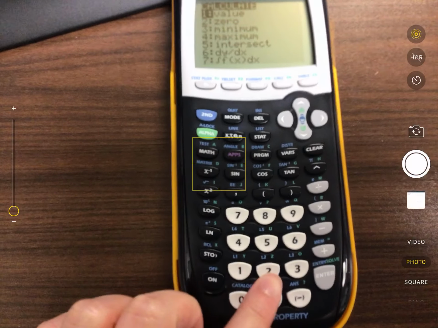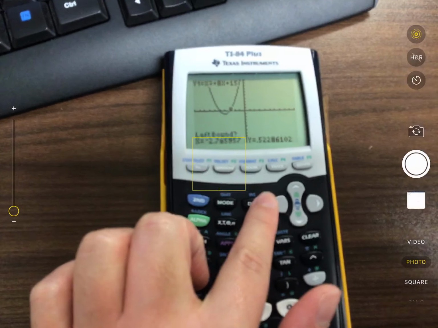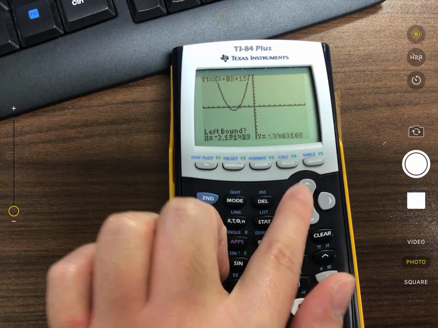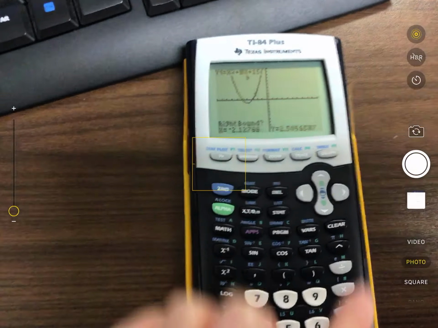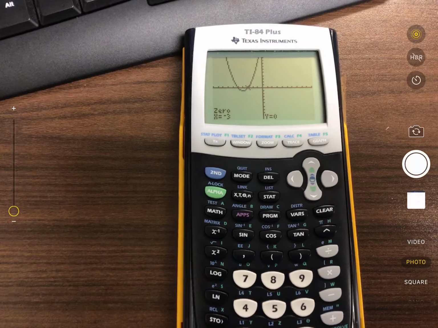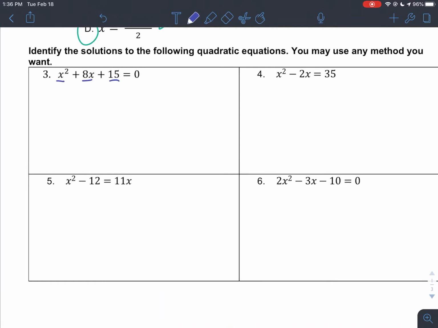If I do it again, second trace 2. Okay, we get onto the other x-intercept. From here I hit the left button 3 times, 1, 2, 3, hit enter. Right button 6, 1, 2, 3, 4, 5, 6. Enter, hit enter one more time. We get x is equal to -3. So on this first one, my two solutions are x is equal to -5 and -3.